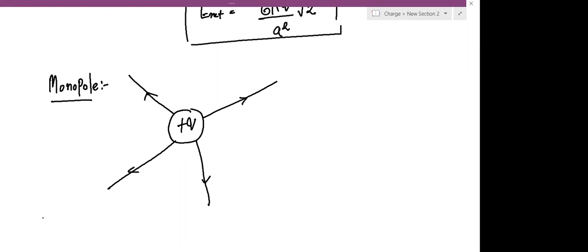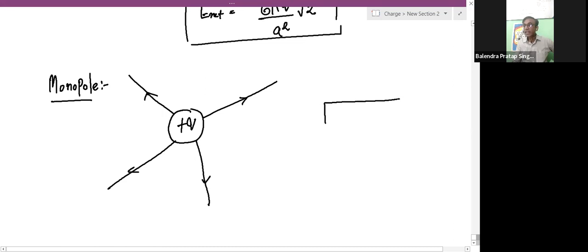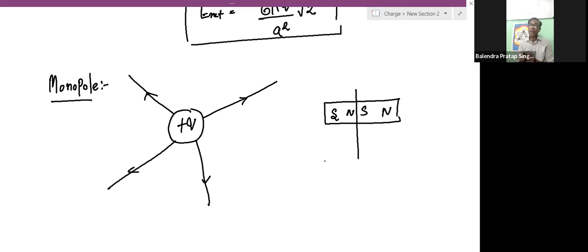I don't think a monopole exists, because whenever we talk about a magnetic field, suppose I consider a bar magnet, then a bar magnet has two poles, one south and another north. If I break this magnet again, then the new ends will get a south and a north pole. So in magnets, a monopole doesn't exist. A monopole only exists in electrostatics. I will discuss it in brief in your magnetic field chapter.